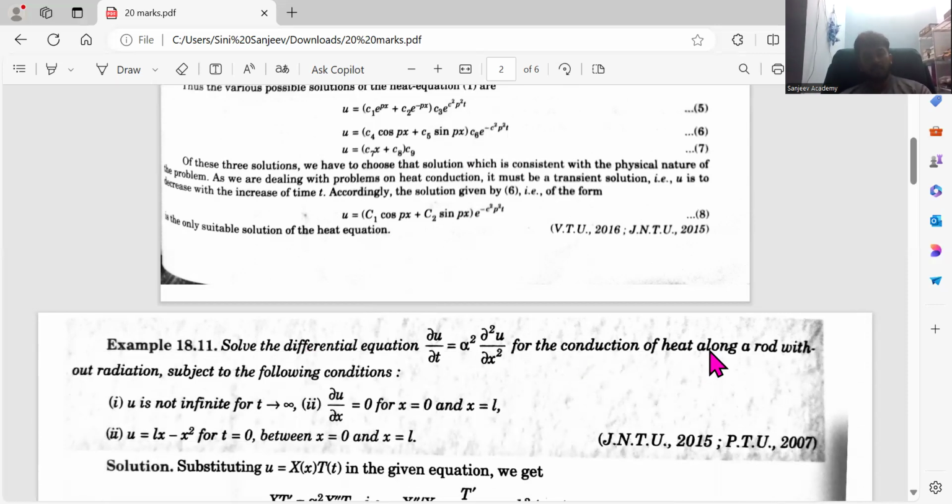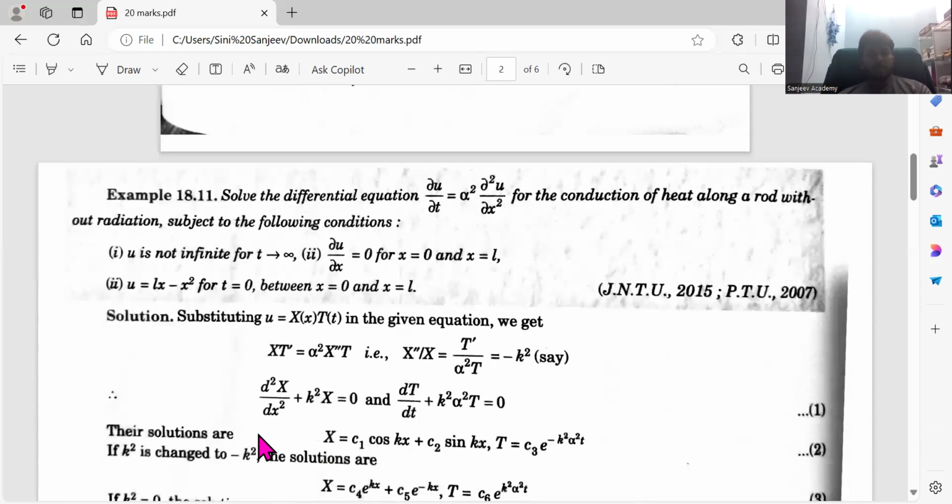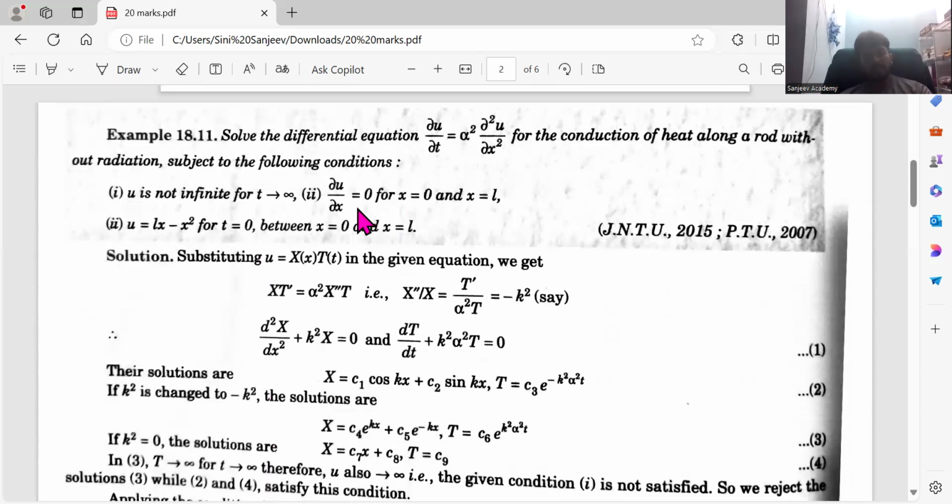Conduction of heat along a rod without radiation. And they given a condition. They said the rod is not infinite, correct? And they given some boundary conditions. This is called the boundary condition. Second one is like x minus x square, for t is equal to 0. So in the sense, boundary conditions of the rod.